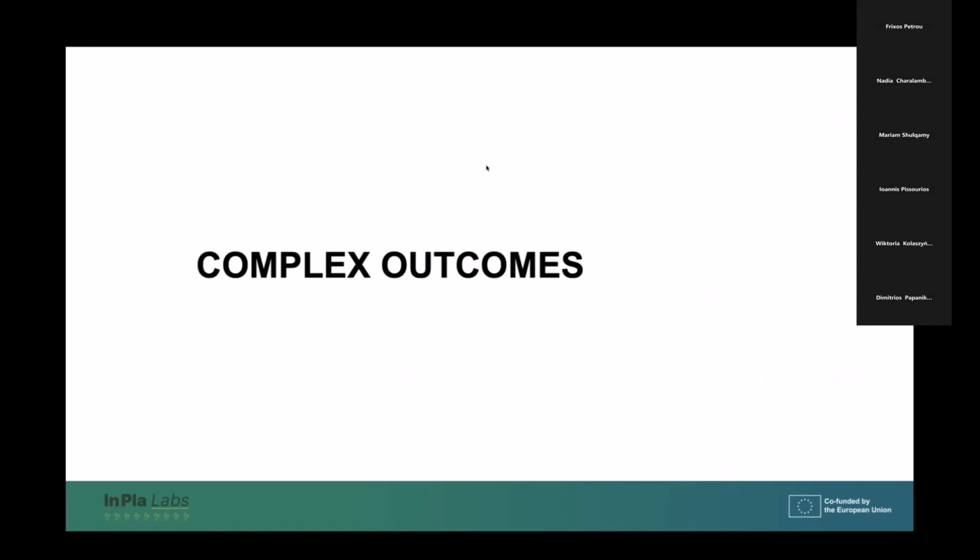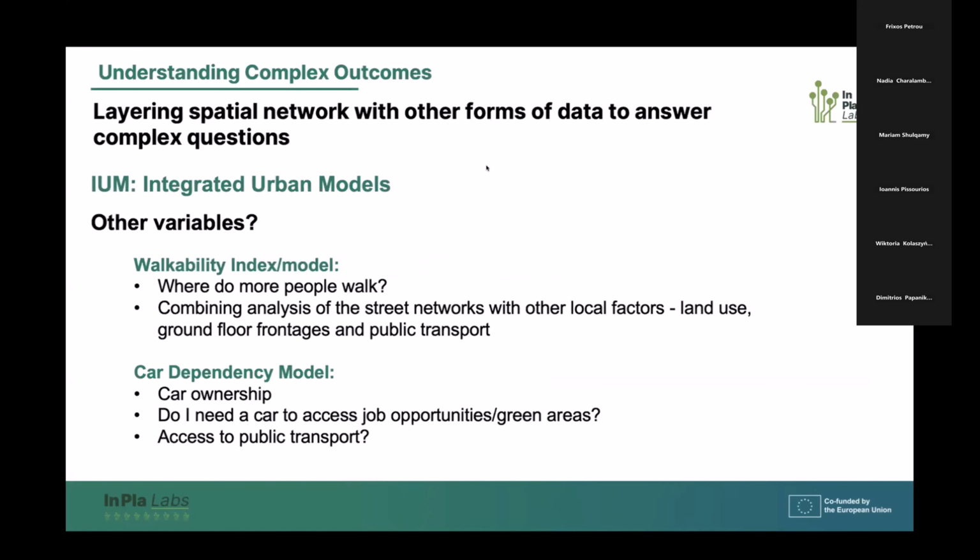Now we move to the second point. One of the main things the tool helps you to understand is complex outcomes. What do we mean by complex outcomes? It means layering the spatial network with other forms of data to answer complex questions. This is often referred to as integrated urban models. In integrated urban models, you also integrate other variables, such as the walkability index, to answer more complex questions like where do people walk?